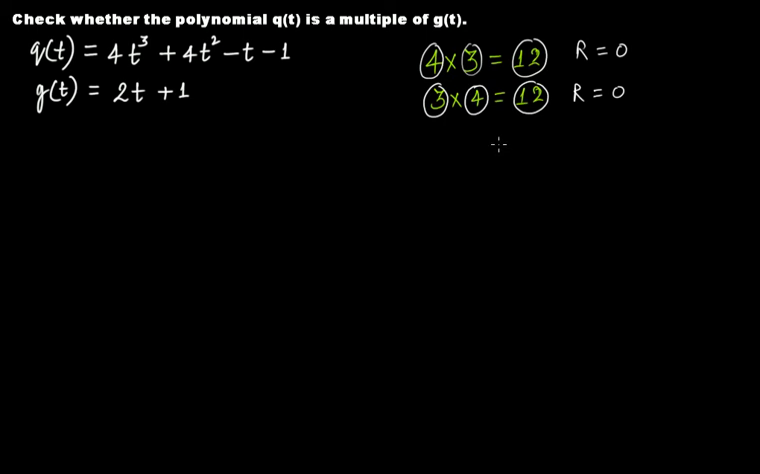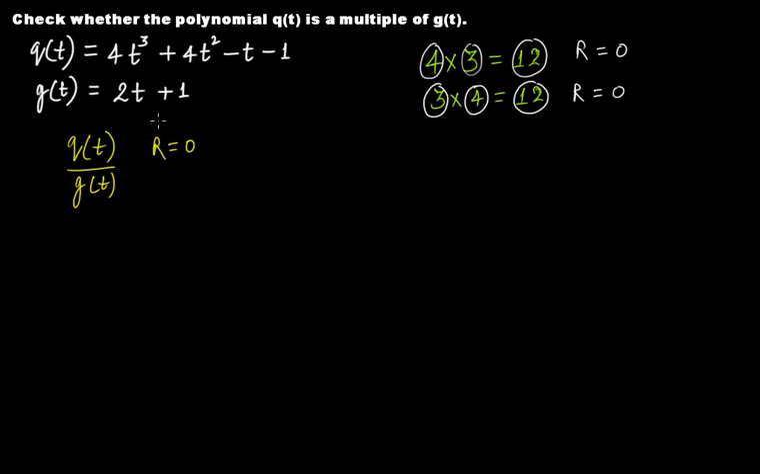Okay, so if q(t) is a multiple of g(t), it means that when you divide q(t) by g(t), your remainder should come 0. Now, there are two different ways to find it out. Either go by the long division method, that will consume a lot of time. Another way is to use the remainder theorem.